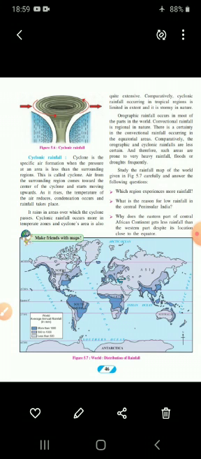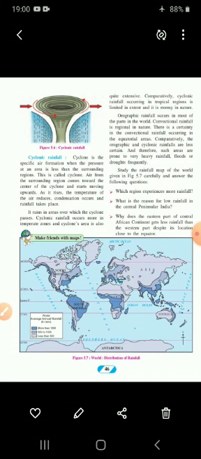Another thing, figure 5.7 is given. This map is given, and on the basis of this map some questions are given. On the right side you can see: study the rainfall map of the world given in figure 5.7 and answer the following questions. This type of question will be there in your coming examination. Whenever the next exam is there, I will give this type of map. Observe the map and answer the question.